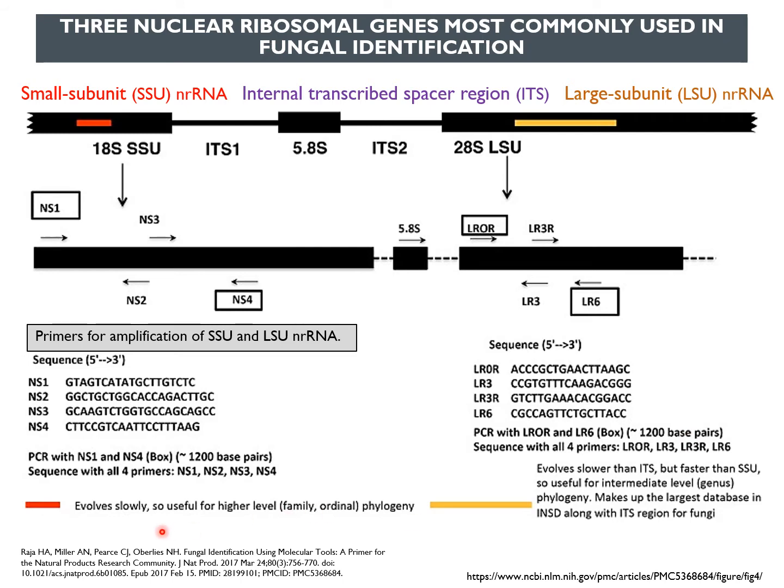As I mentioned earlier, the SSU region evolved very slowly, so it is useful for higher level family and order phylogeny. And the LSU region evolved slower than the ITS but faster than the SSU, so it is useful for intermediate level, like genus level phylogeny, which makes up the largest database in the International Sequence Database, along with the ITS region for fungi.